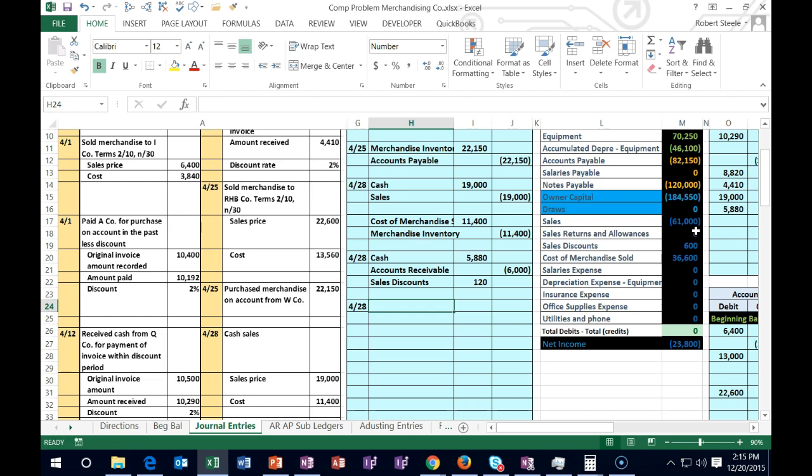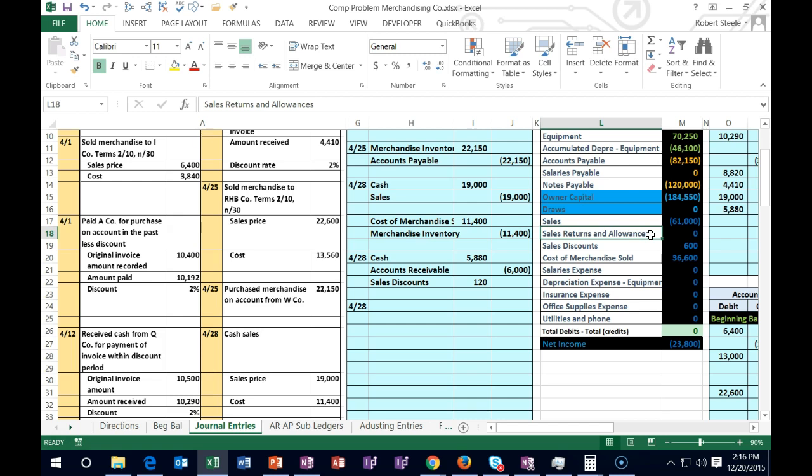But we don't like sales going down because sales only goes one way. It generally goes up. We've seen before that we have this contra account for sales discount. We're going to create another contra account for returns. So in this case, returns is going to be another contra sales account. So we don't like decreasing sales.